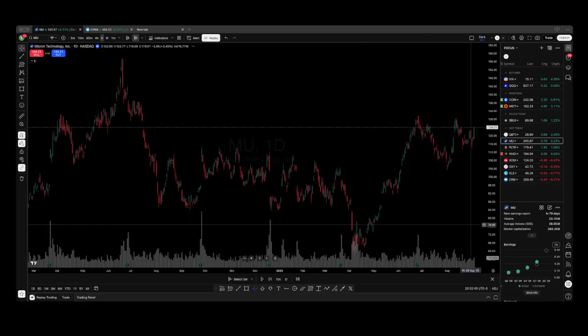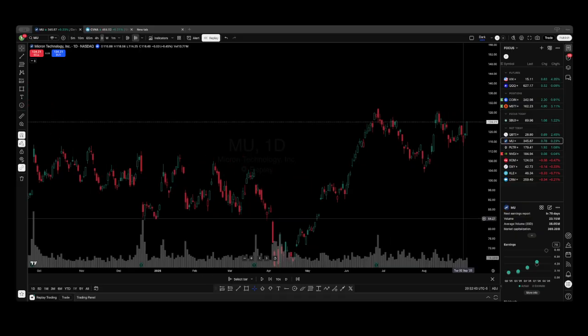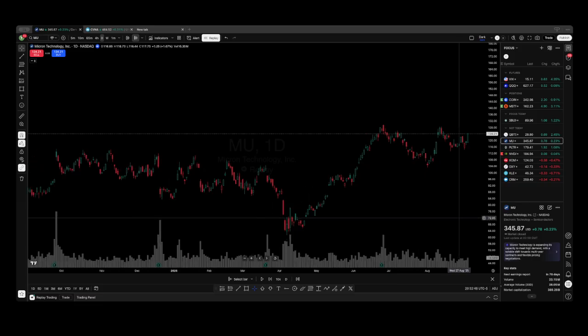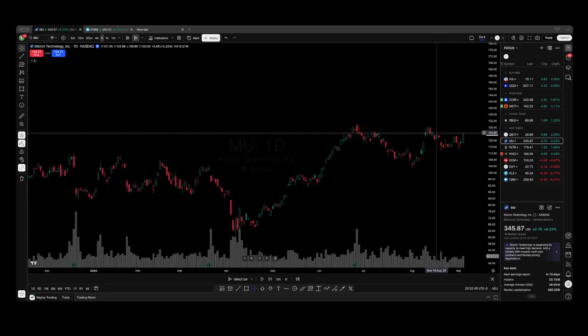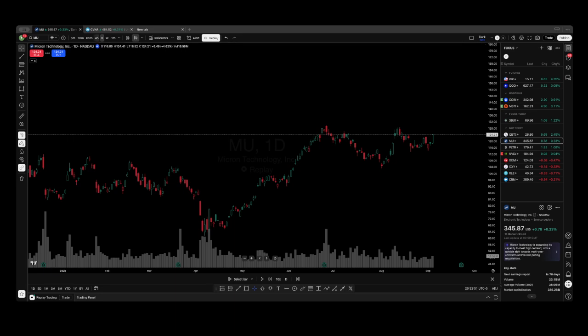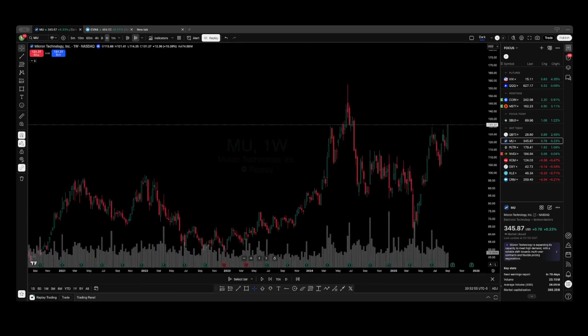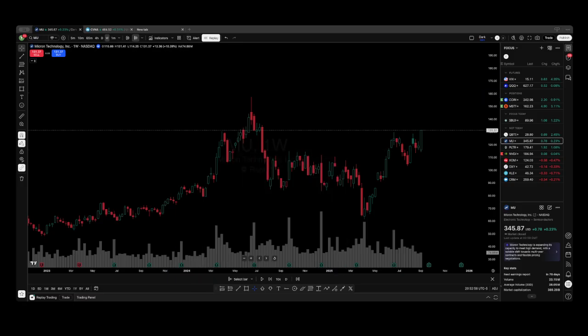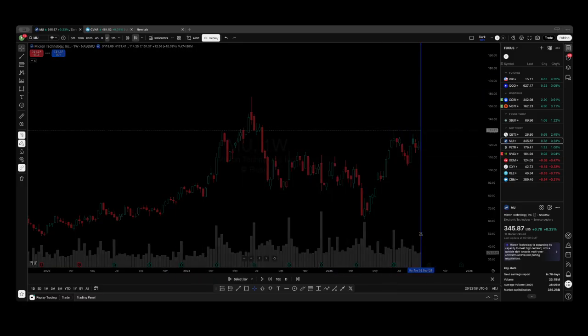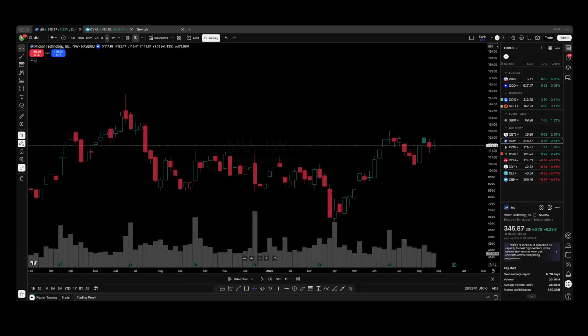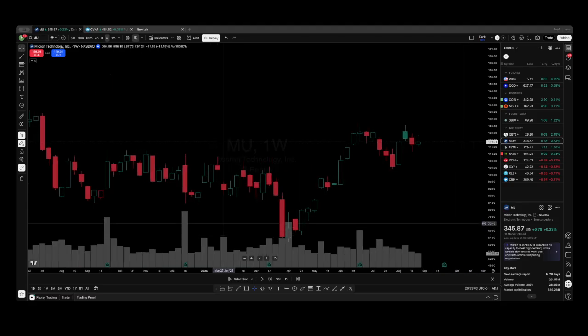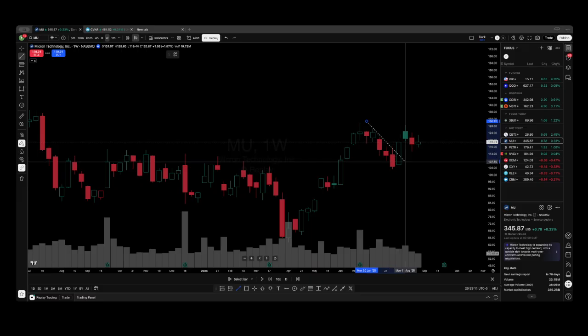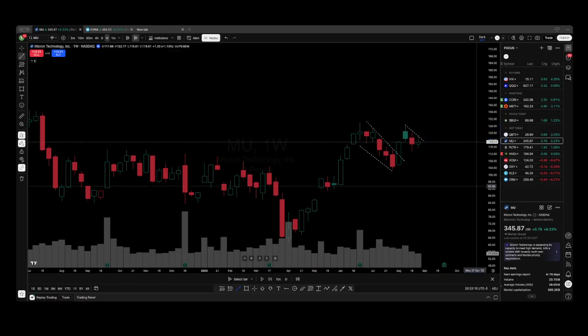Now, MU is a name that has not had a big run just yet as of this action from back here. And if you go into the weekly time frame, you could see that price is setting up what looks to be a flag, a bullish flag, initially here, and then here again.